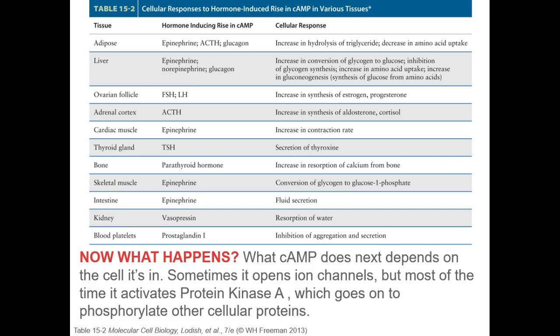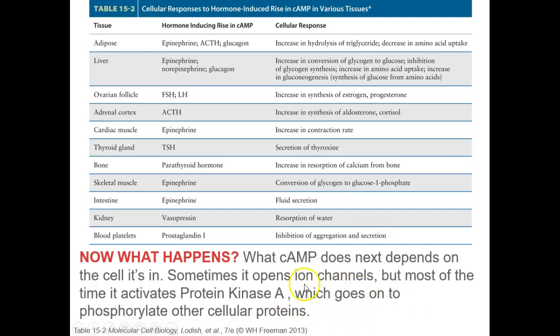So now what happens? I find this very interesting: we have a hormone that's bound to the receptor, activated the G protein, activated adenylate cyclase, and now we have a high concentration of cyclic AMP in the cell. So what does cyclic AMP do? Well, it depends on what cell it's in, and if you look at this table, it is quite interesting that depending on what tissue you're in, shown in this column right here, and this shows the variety of hormones that are binding to the receptors, and these are the cellular responses that you get depending on the hormone that binds and depending on the cell that you're in.